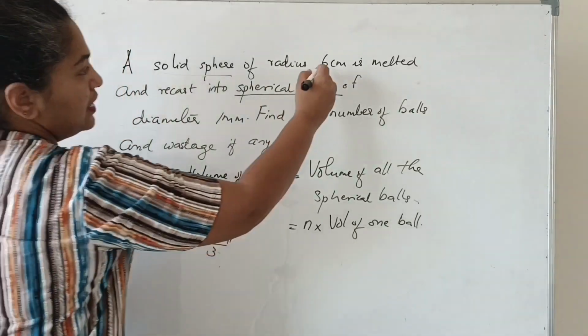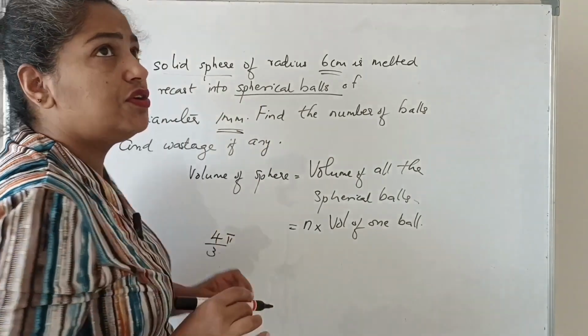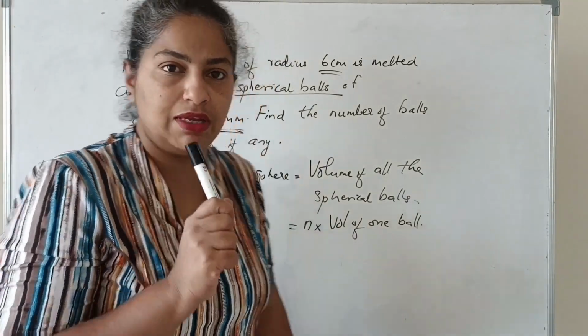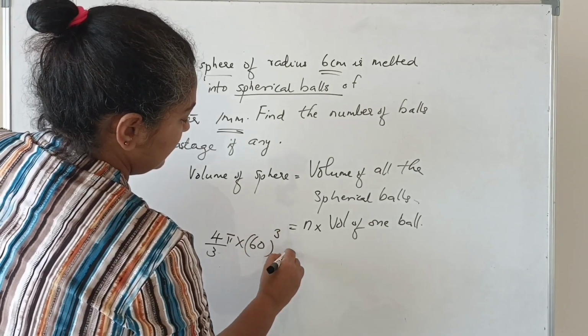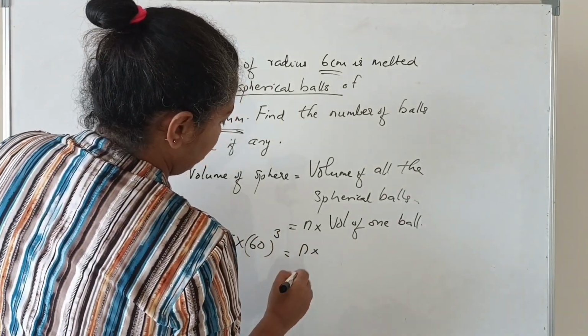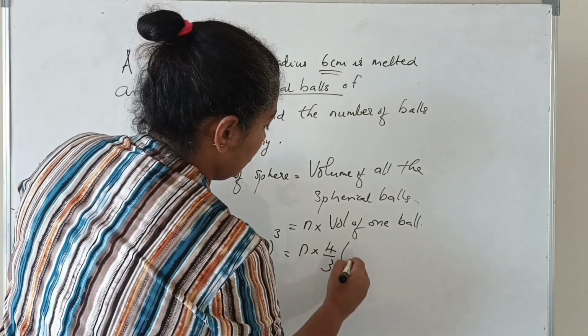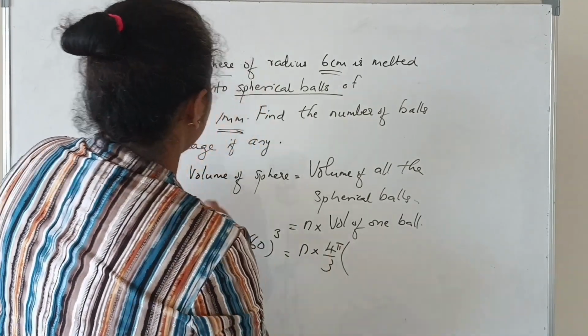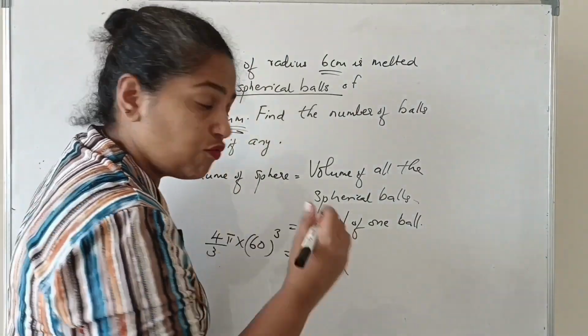So, my radius is 6 centimeters and here I have 1 millimeter. I am going to convert the 6 centimeter into millimeter. So, this will become 60 millimeter. The volume of one ball is 4 by 3 pi. My r is, no, the diameter is 1. So, my radius is 1 by 2.